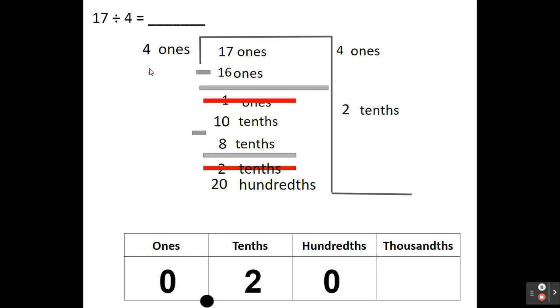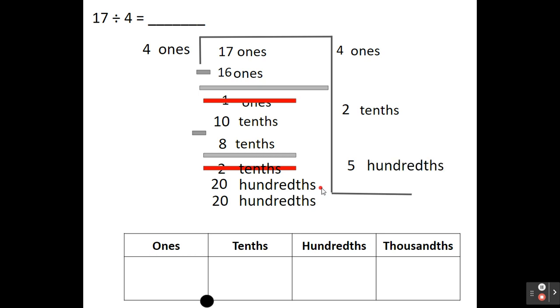Now we can figure out 4 times what is going to get us closest to 20 without going over. Well, that would be 5. So 4 ones times 5 equals 20. And now we're in the hundredths place. So we're going to label each of these hundredths. So we just said that 4 ones times 5 hundredths equals 20 hundredths. Now let's subtract. 20 hundredths minus 20 hundredths is 0 hundredths.